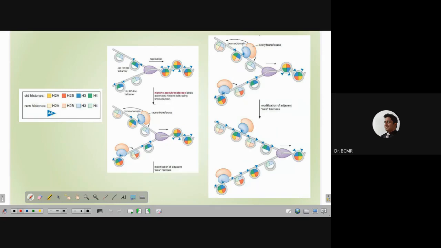Yeah, there are some other proteins and many other things. We don't need to memorize all of it, but it is a good idea to watch a few. What is bromodomain? Bromodomain is something that binds to acetylated histone tails. What is a chromodomain? That binds to methylated histone tails. Okay, just remember that much.